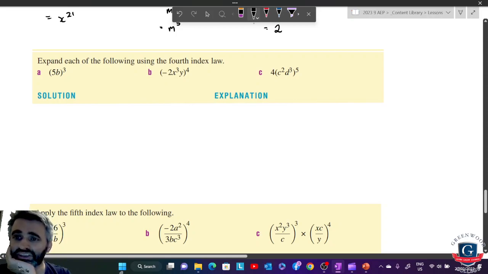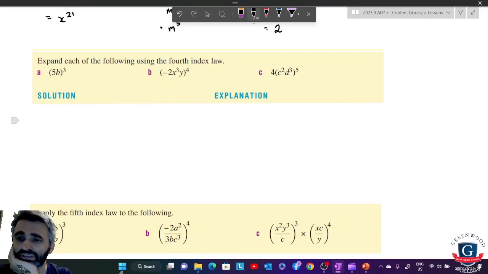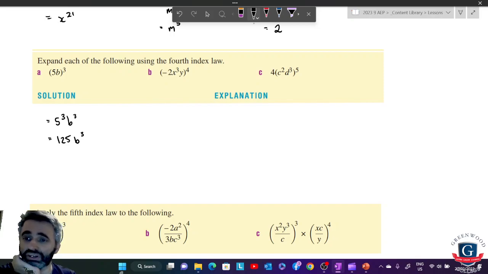Now here we have to be a bit careful. That power of 3 applies to both the 5 and the b. So this will be 5 to the power of 3, b to the power of 3, which some books will simplify to 125 b to the power of 3, because 5 times 5 times 5 is 125.